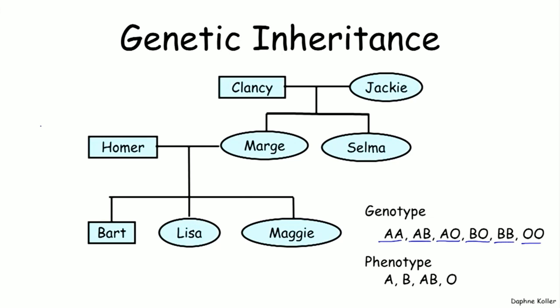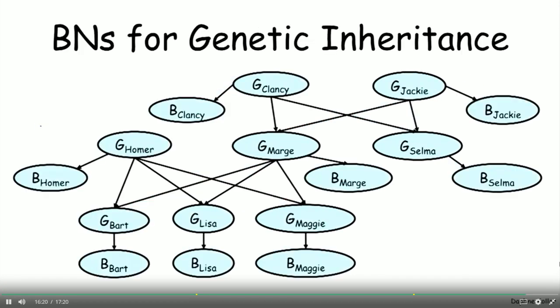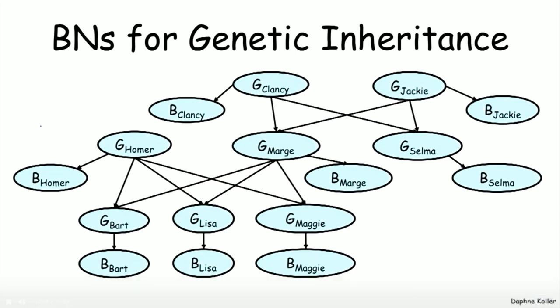However, we have fewer phenotypes because it turns out that AA and AO manifest exactly the same way as blood type A, and BO and BB manifest as blood type B, and so we have only 4 phenotypes. So how do we model genetic inheritance in a Bayesian network? Here is a little Bayesian network for genetic inheritance.